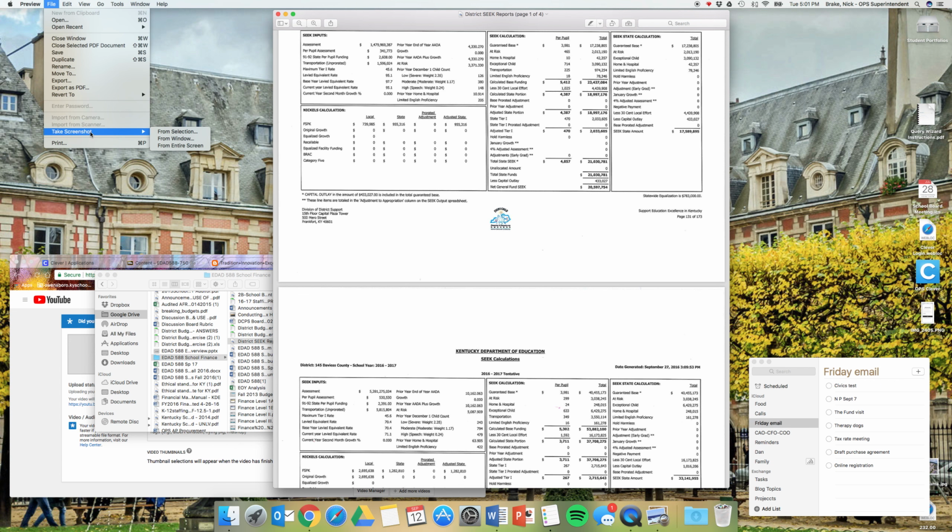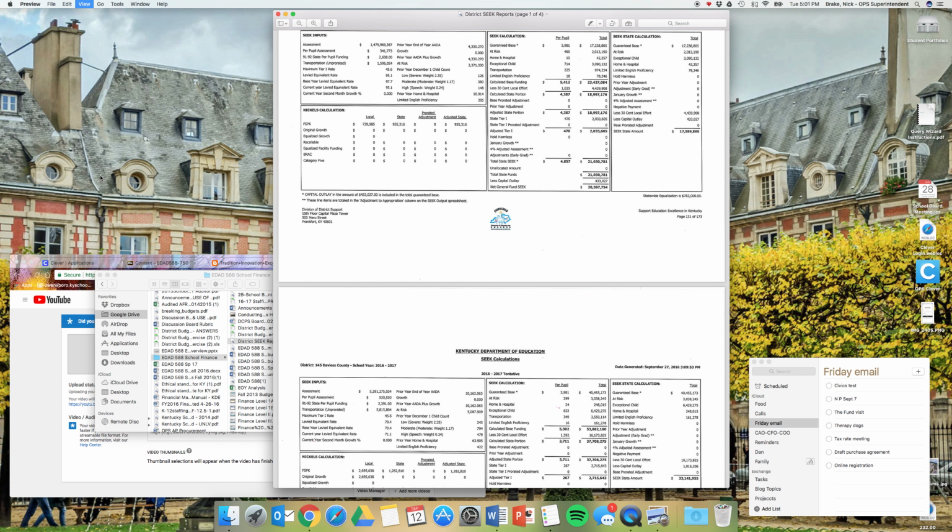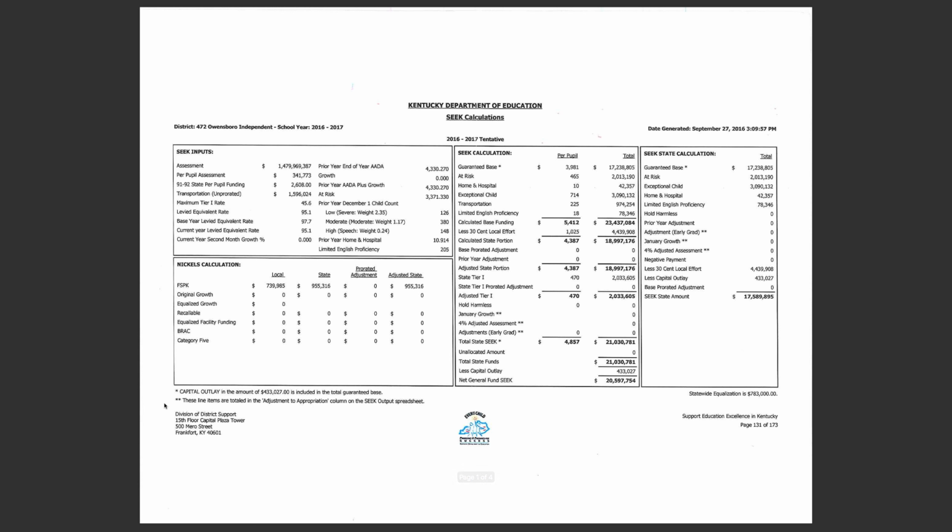Enter full screen here. These reports can be found in the content section of Blackboard, and the title is District SEEK Reports. My advice is that you pause this recording and find copies of these district SEEK reports so that you can make reference and notes to them as we talk.